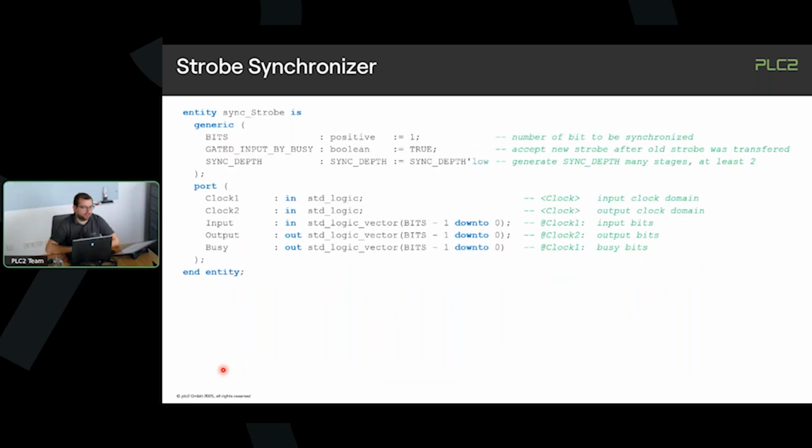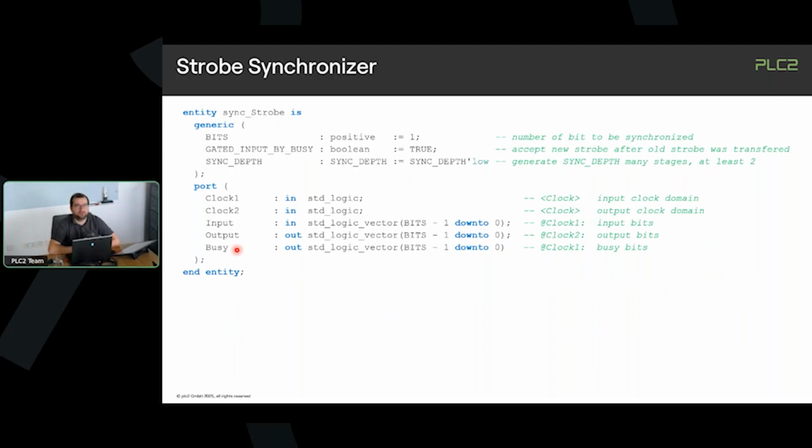Let's have a look at our interface. So we instantiate sync strobe. We can specify n individual bits that get synchronized from one clock domain to another. We call them here clock 1 and clock 2. You can specify if you want to have the input gated. If you deactivate this generic, it saves a few hardware resources. Similarly, we can specify the number of synchronizer stages. This is just handed forward to the sync bits instance inside. And we see here n individual input bits, n individual output bits, and for each one, of course, the busy bits.